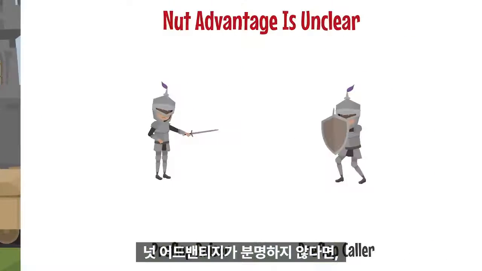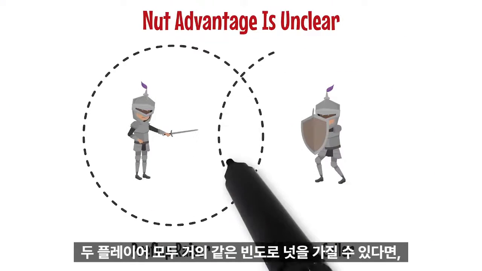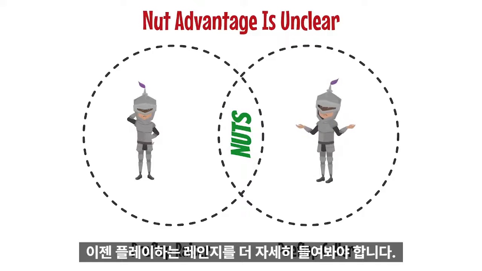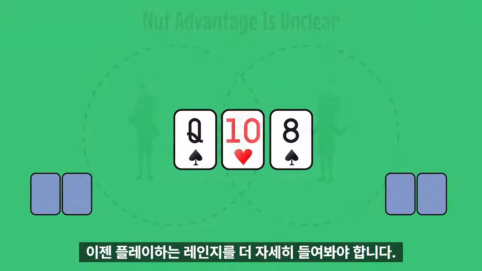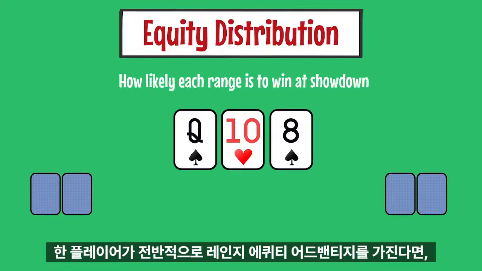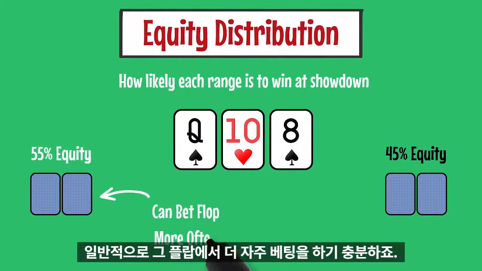When nut advantage is unclear, meaning either player can have the nuts with about the same frequency, things get tricky. Now we must look deeper into the ranges at play. Equity distribution is how likely each range is to win at showdown. If one player has an overall range equity advantage, it's usually enough to bet the flop more often.